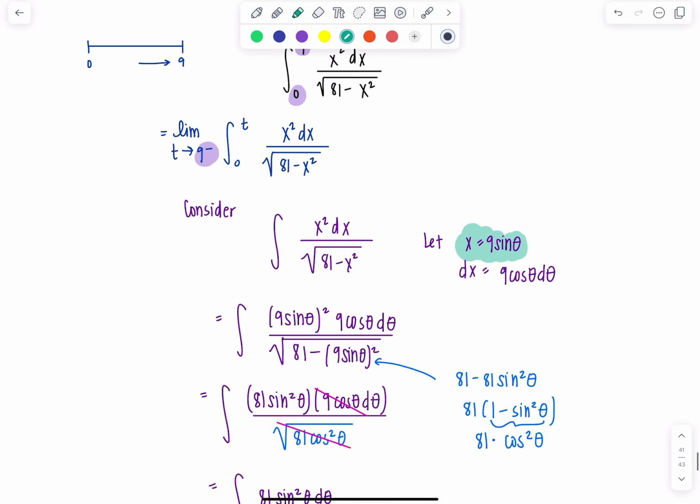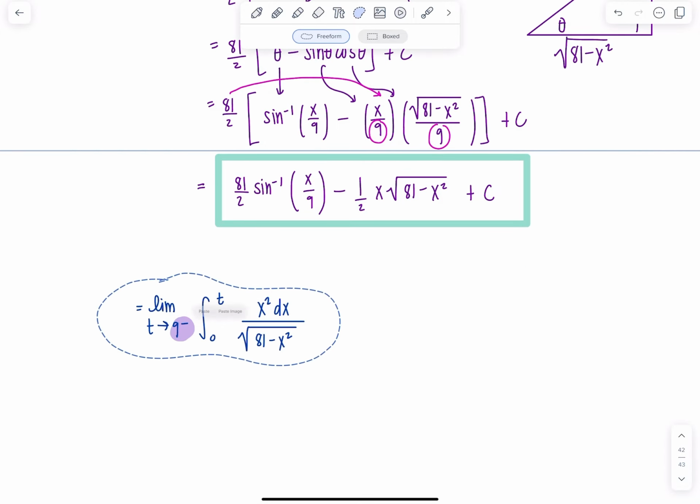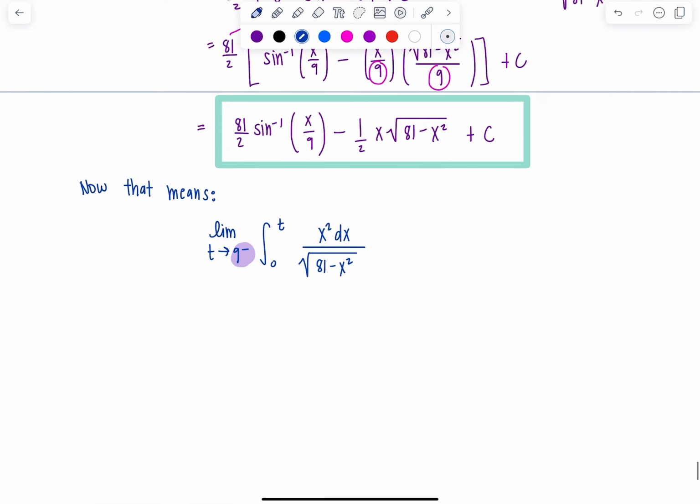Yes, what was the problem at hand? This limit, because we have an indefinite integral. So since I have the antiderivative done and dusted, I can just plop it into here. Watch. So now, returning to our problem, let's write a little narrative. Now that means that the limit as t approaches 9 from the left of the integral 0 to t x squared dx over rad 81 minus x squared is equal to the limit as t approaches 9 from the left.